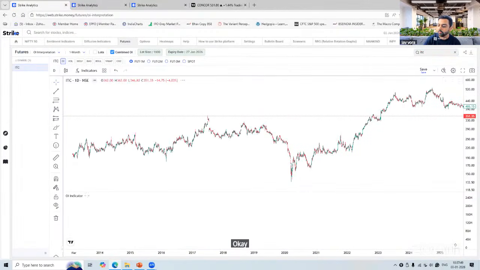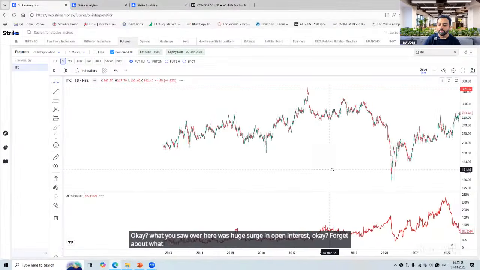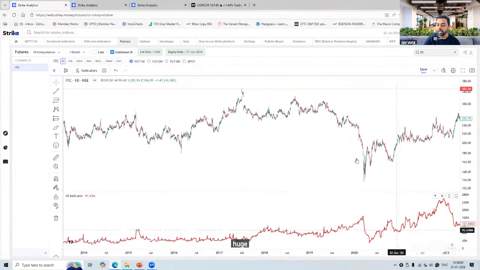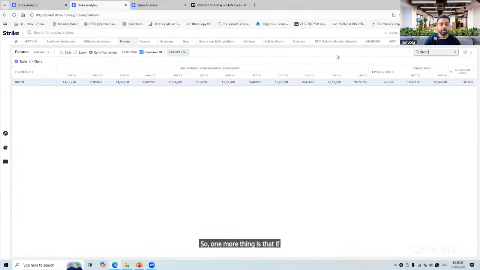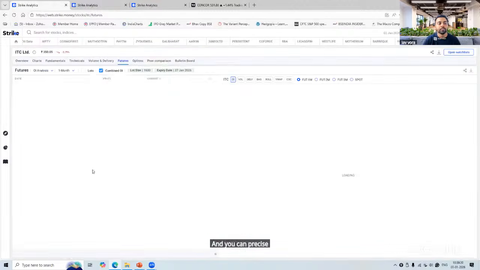Okay, what you saw over here was a huge surge in open interest. Forget about what happened after 2022, but you see this chart, a huge surge in open interest. And when you dissect it, going internally, one more thing is that if you want to find the data on a micro level, you can go over here, you go to this button, and you can precisely see what is happening.